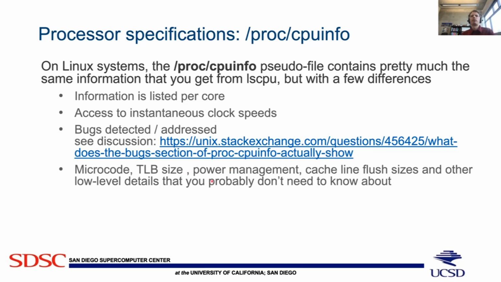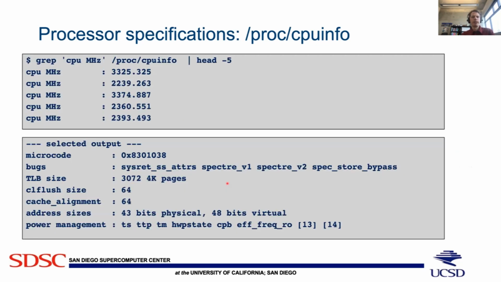Right. So there is some other information about cache line flush sizes and other low-level details that you probably don't need to know about. But if you're curious, you can look at those things. So, for instance, what you can do here is grep for "cpu MHz" in /proc/cpuinfo, and you see that, okay, there are 1, 2, 3, 4, 5. Okay, you look at the first 5 entries here, and you see that we actually have different clock frequencies for the different processors. So it looks like there's probably something running on these 2 CPU cores, and these ones are idling or are not under heavy load. So the processors are actually using less power. It's for power saving reasons.